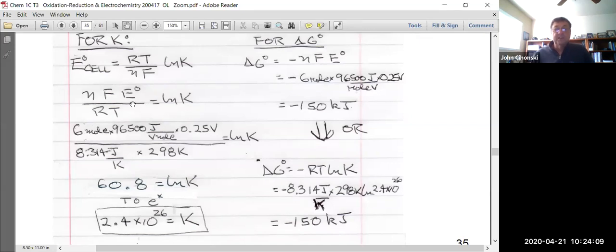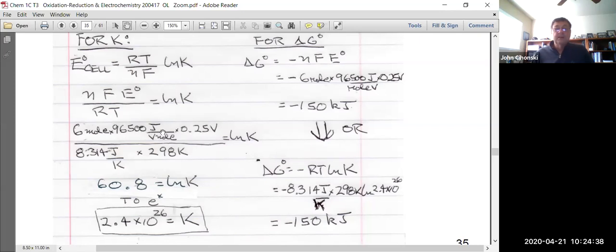So based on the above reaction we wrote, n is 6 moles of electrons that will be exchanged. The Faraday is 96,500 joules per mole per volt. Okay. Now those units are a little different than what I talked about earlier, but if we broke them down, you would see that they would be the same.